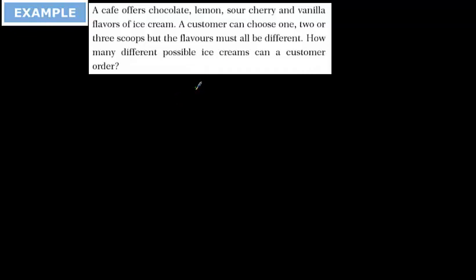Now, in this question, we are going to calculate one by one, because to select 1 and to select 2 cannot happen together. A customer can choose 1 scoop or can choose 2 scoops. These 2 cannot happen together. That's why we are going to use addition also here.